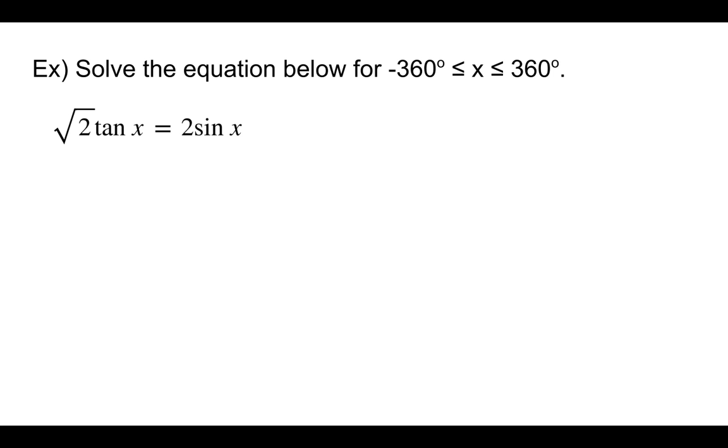Okay, let's try this. So I want to solve this. Now I want to go from negative 360 to 360. So I'm going to solve a trig equation. So we should expect 4 answers, right? 2 positive and their 2 counterparts of negative.